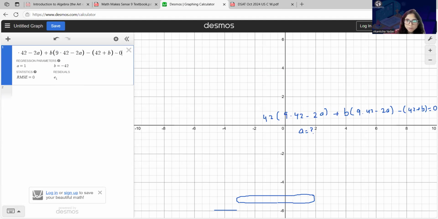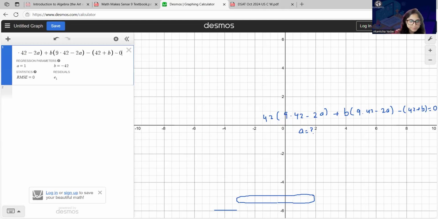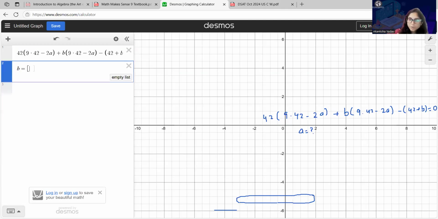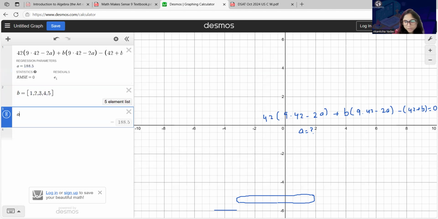But clearly it's mentioned that a and b are positive constants. So we have to take positive values of b. So I'll be taking positive values of b: 1, 2, 3, 4. And why are we taking b, why not a? Because we want to find what a is. So for b, we have the choice. And from here, you're getting a is 188.5. That is our answer. And you can convert it into a fraction also. It's 377/2. Got it?